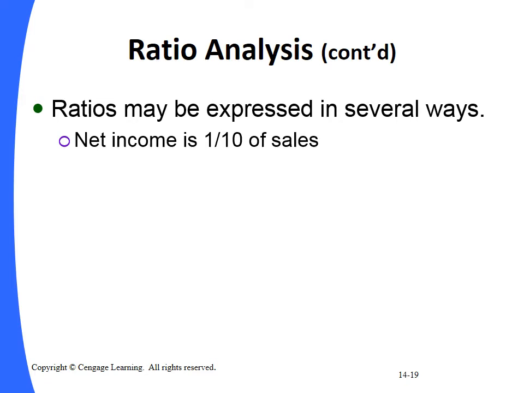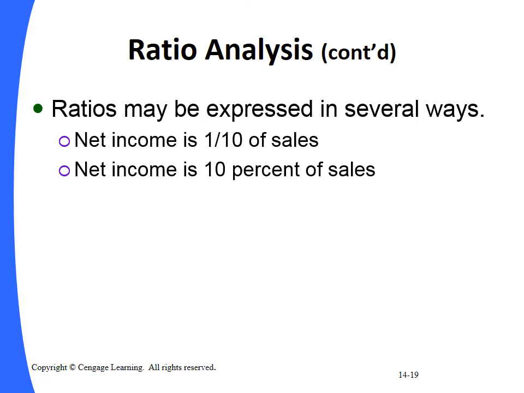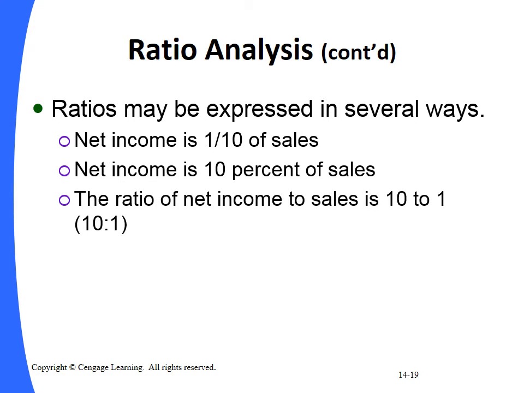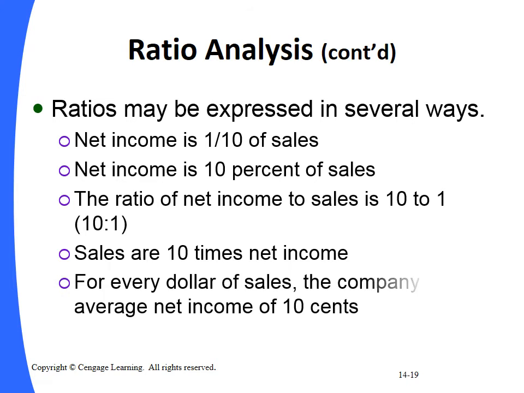You can say that net income is 1/10 of sales. You can say that net income is 10% of sales. You can say the ratio of net income to sales is 10 to 1. Or you can say sales are 10 times as large as net income. Each of these means the same thing. So keep that in mind as you're doing your ratio analysis.